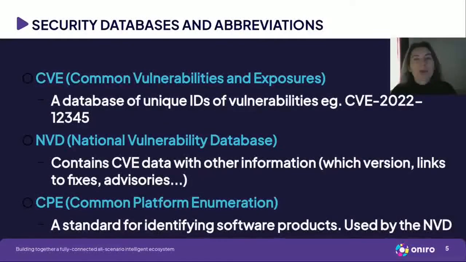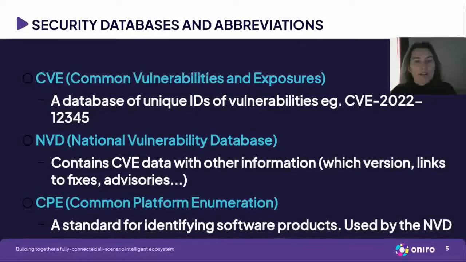Now, when we start talking about security issues, there are a few abbreviations that you should know, and let's go through them rapidly. The first one is CVE, Common Vulnerabilities and Exposures. It is a database. It contains unique IDs for issues. For example, we may expect to have soon in the future a CVE-2022-12345.